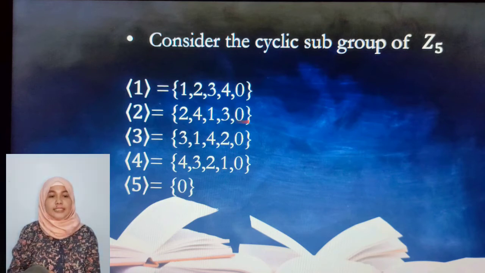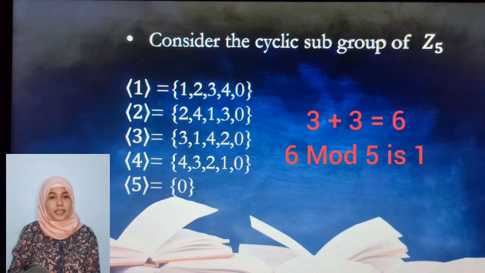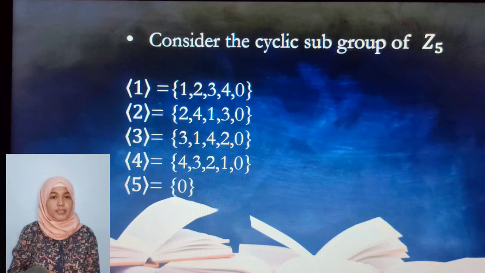For the cyclic subgroup generated by 3, we start from 3. So 3 plus 3 is 6. 6 mod 5 is 1. 1 plus 3 is 4. 4 plus 3 is 7. 7 mod 5 is 2. 2 plus 3 is 5. But 5 mod 5 is 0.